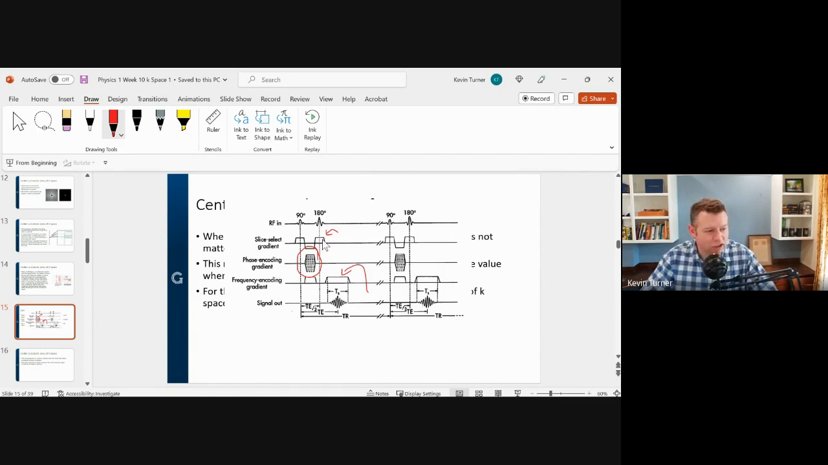Remember, this little box here is showing us that the gradient's turning on in the positive direction to a certain strength and the negative. The phase encoding is showing us there's a whole bunch of different positive strengths it turns into, and there's an equal amount of negative it turns into. It has to change for every echo we collect. That's why we use that symbol for phase encoding on the pulse sequence diagram.